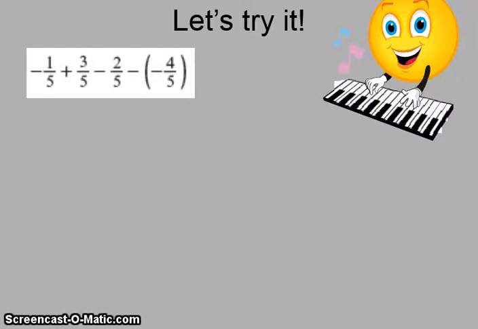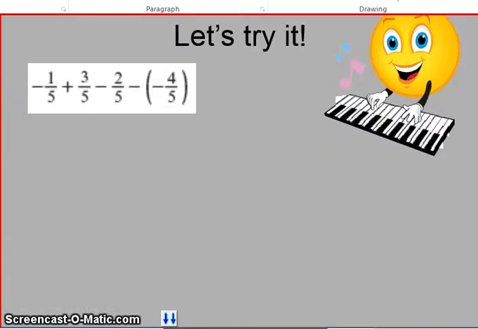So let's try it. Here we have a problem with addition and subtraction, and it's a bunch of fractions. And usually we need a common denominator to add fractions, and here we have that, so we don't have to worry about that common denominator. So my first step is to rewrite the problem using addition only. So this is a negative 1/5 plus 3/5. That's addition there, so that's good.